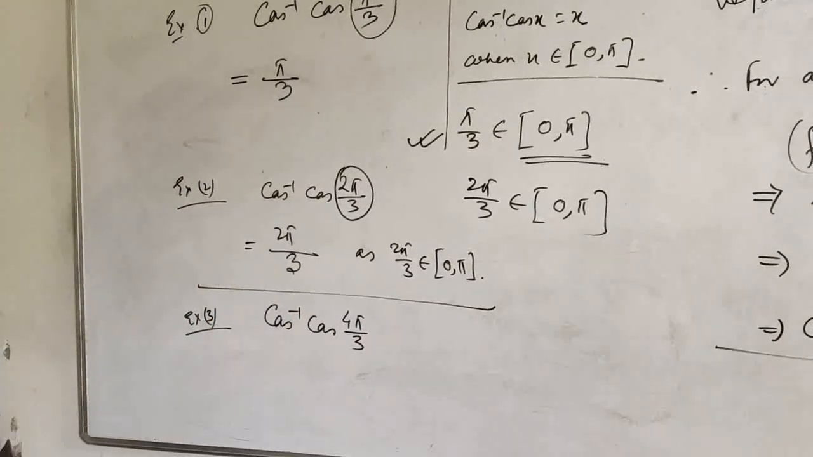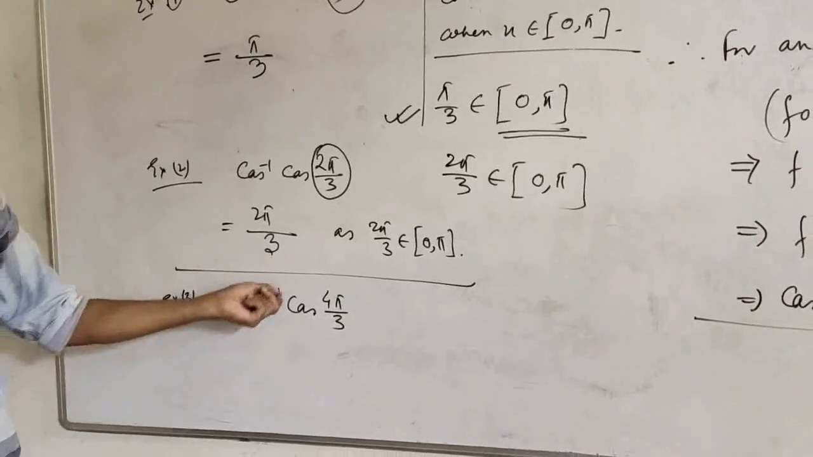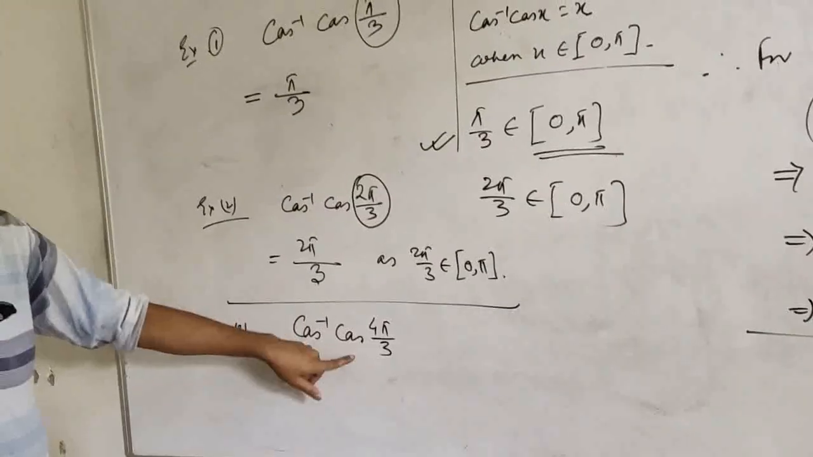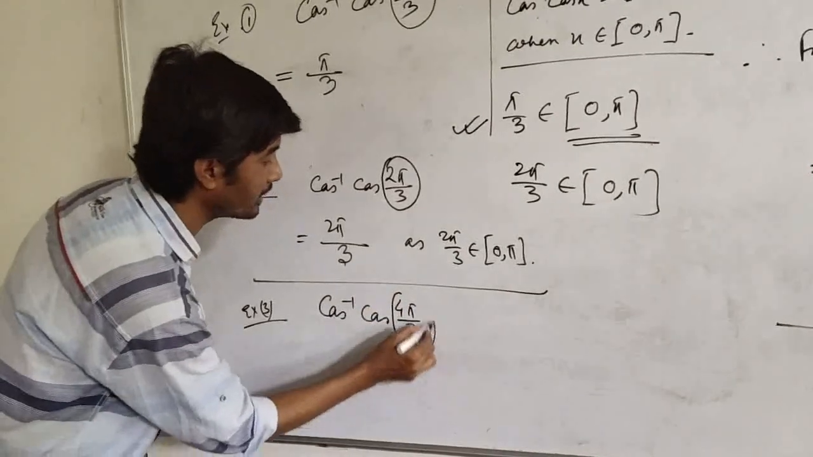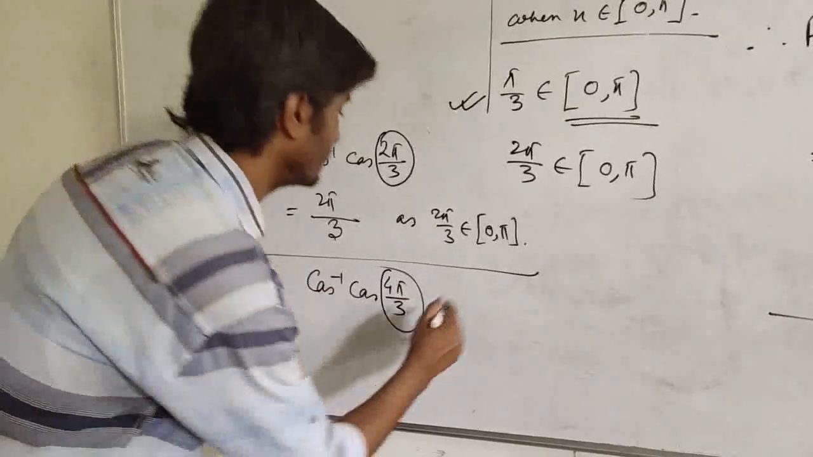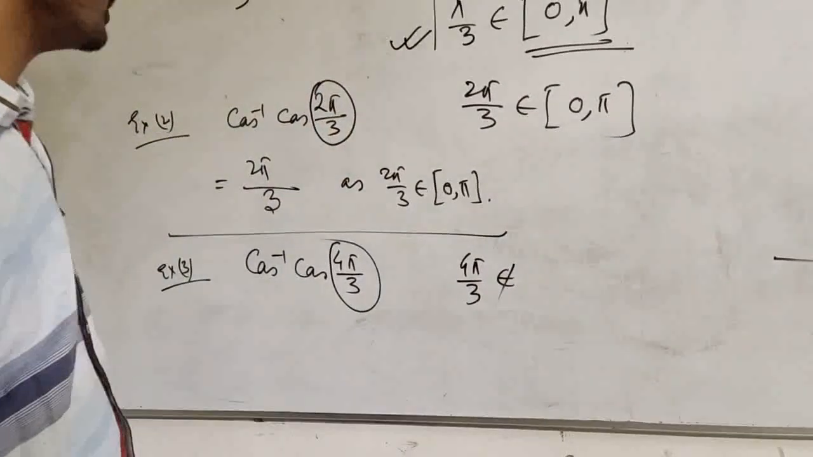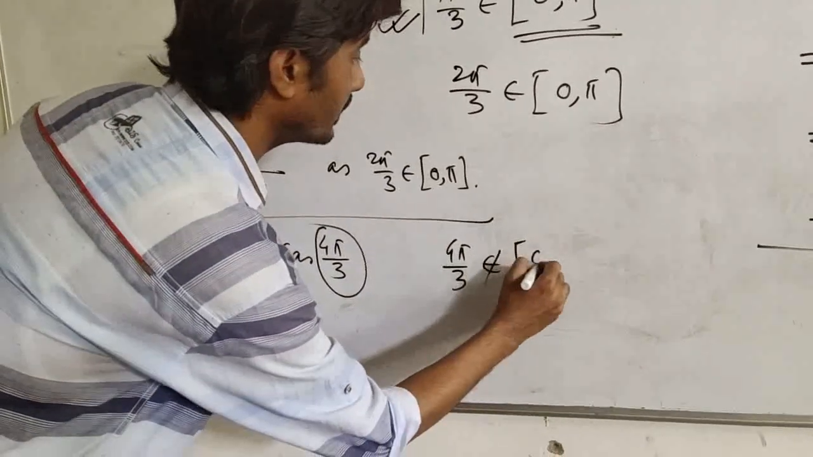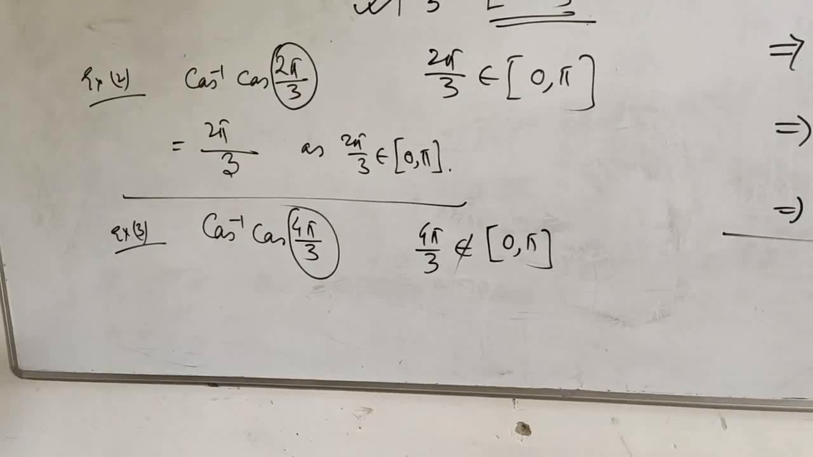I want to take 4 pi by 3. Let us take cos inverse cos 4 pi by 3. Now what should be its value? Now you notice that this angle 4 pi by 3 does not belong to this interval 0 to pi. Therefore, we cannot use this formula here directly.